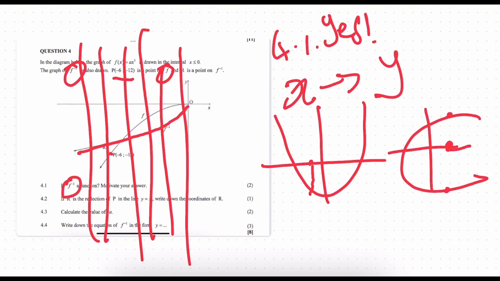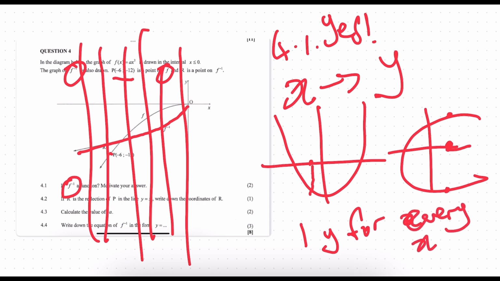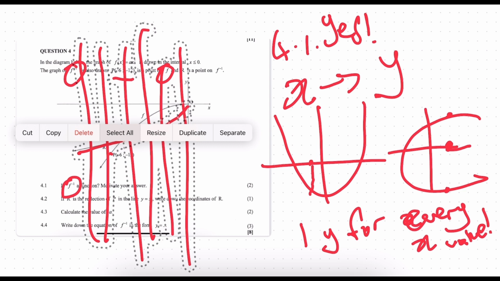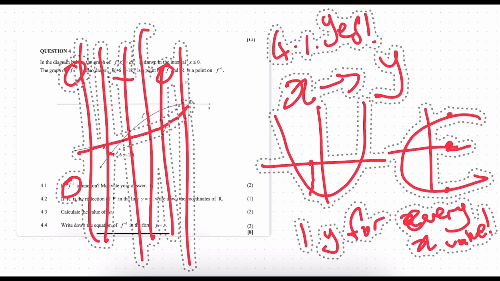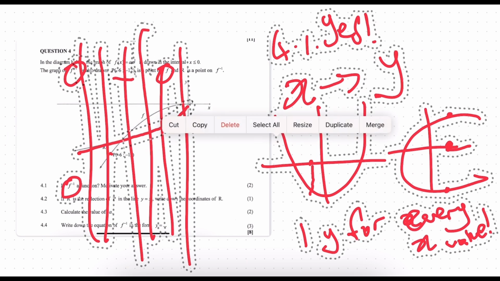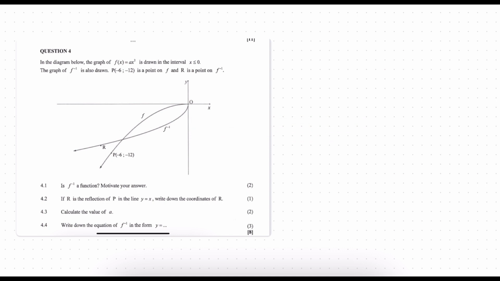Because there is only one y value for every x value. You get what I'm saying. There's only one y value for my x values in the system. Okay, I want to delete the technology, please. Okay. So we're done with our 2 marks. Let's mark for ourselves.